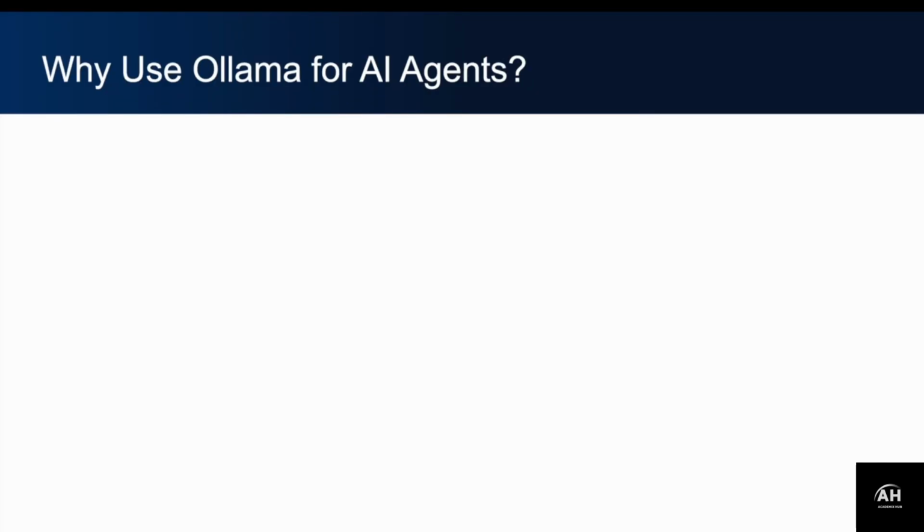Let's talk about why use Ollama for AI agents. Now, Ollama is a powerful tool, and we'll be looking at how to install it and where to get it from in a few minutes. But why use Ollama? First, it runs AI models locally. There is no API cost and it's completely private. That means everything that you do is on your machine. You don't need an internet connection. Once you have the models downloaded locally, whatever you do stays on your machine.